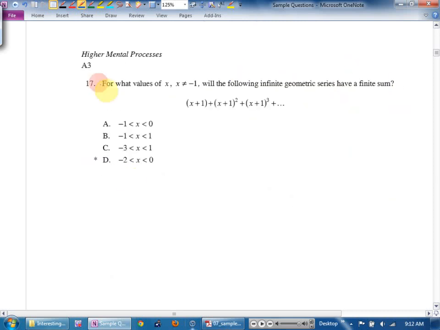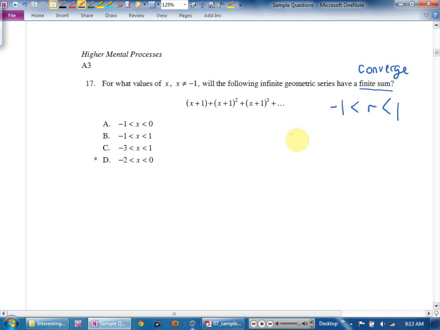Now the other one that has cropped up, and I've thrown this at you on a couple of exams, is this one here. So when they have that, that's telling you it's an infinite series, and it's saying for this to have a finite sum, the fancy word for that is for this to converge, R has to be between -1 and +1. What's R in this case? What am I multiplying each term by?